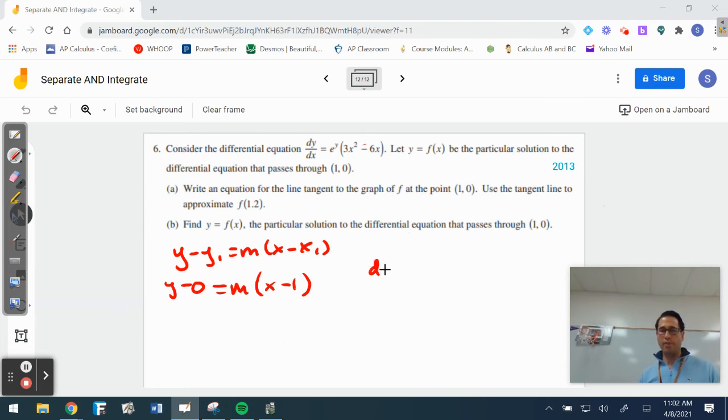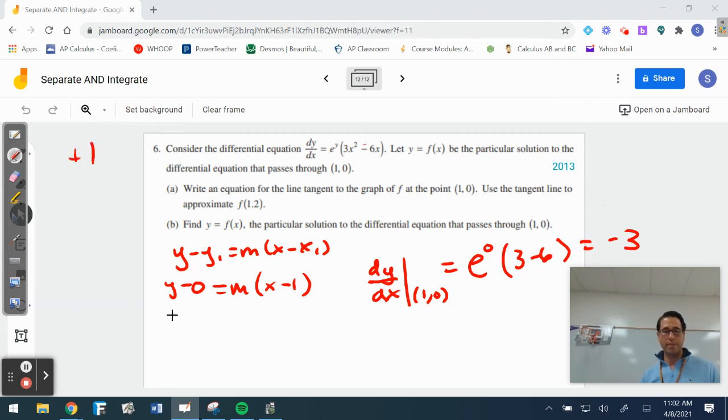All right, now how do we find the slope? Well, remember, the slope means derivative, and we're going to do it at the condition of 1 comma 0. So if I put a 0, sweet, it's e to the 0, which we all know is 1. And then it's just 3 minus 6. I get a negative 3. So you got a point for getting negative 3. You got a point for writing this equation correct. Boom. Come on. This is nice and easy.